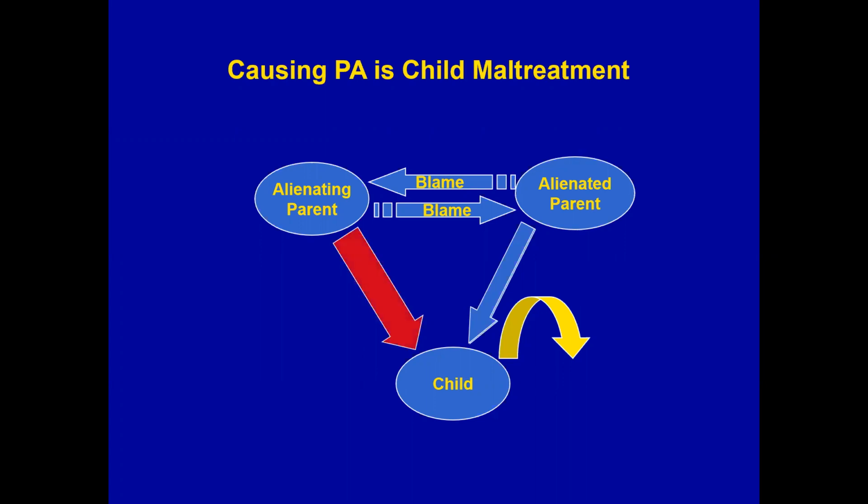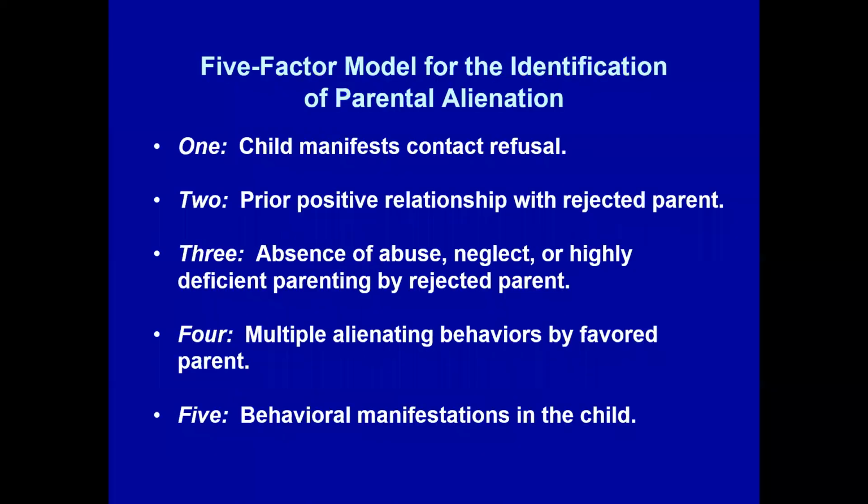So the main thing we're going to be talking about this evening is how do you diagnose this? This is information that's been developed only in the last 2 or 3 years, because my colleagues and I thought that we need a consistent way to identify parental alienation so that we're all on the same page. These are the 5 things that we think you need to have. First of all, the child says, I don't want to go see the other parent. That's a threshold issue: the child manifests contact refusal.